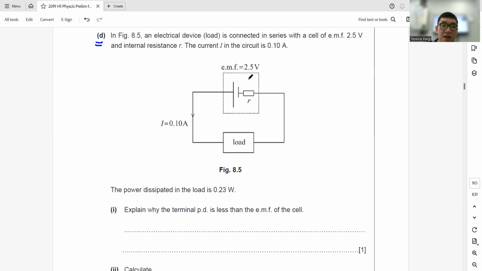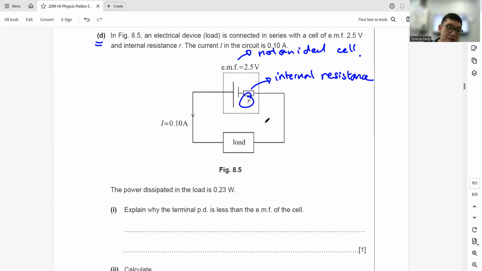Now, if you see a dotted line with a small R inside the box, you have what they call internal resistance. So the battery is no longer ideal. It's not an ideal cell. These are a few things you need to take note of, which means that whatever circuit you are analyzing, you have to include the R in your analysis.